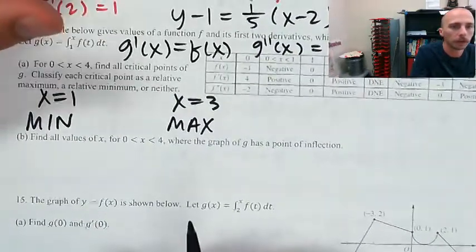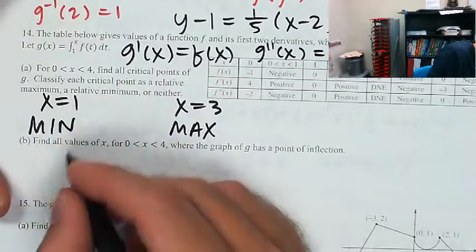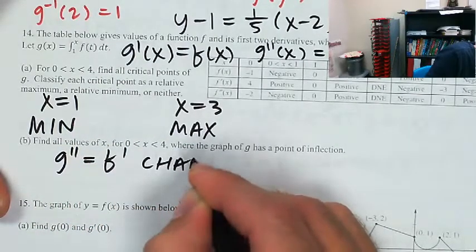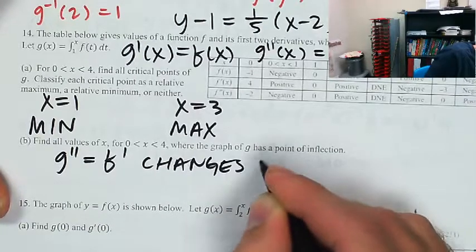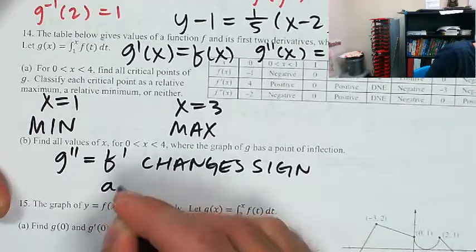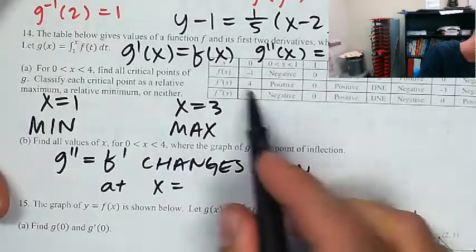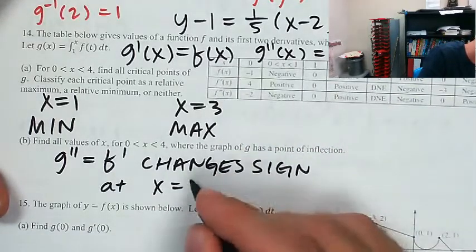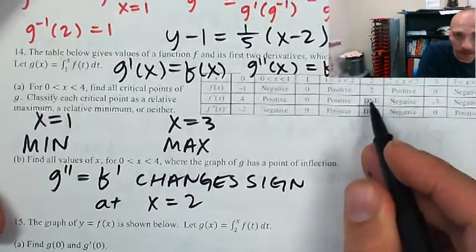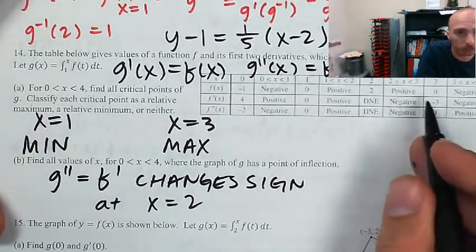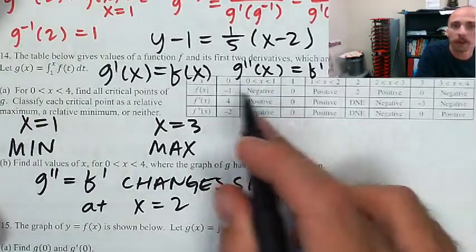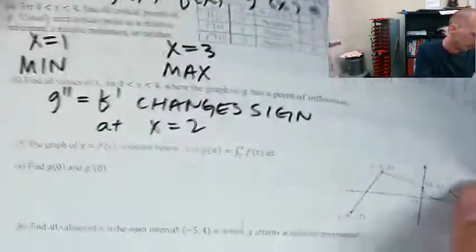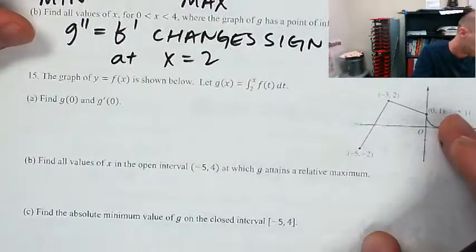Find all values where g has a point of inflection. That's where g double prime equals f prime changes signs. Where does f prime change signs? Nope, it didn't change signs there. Here it did, so that's x equals 2. We don't care that it does not exist at the place where it changed sign. Doesn't matter. That's the only time I saw a sign change, so that's going to be the only point of inflection. Just a couple more.